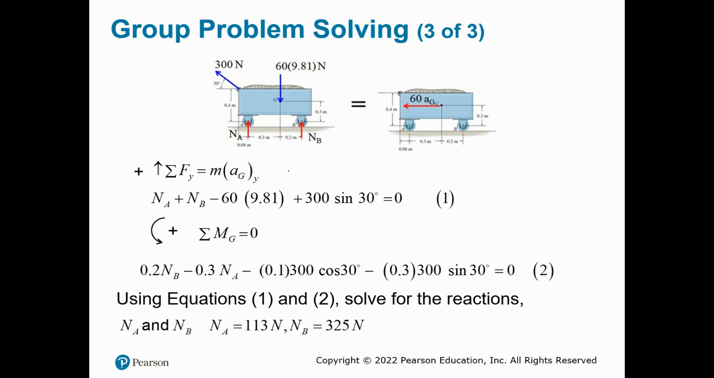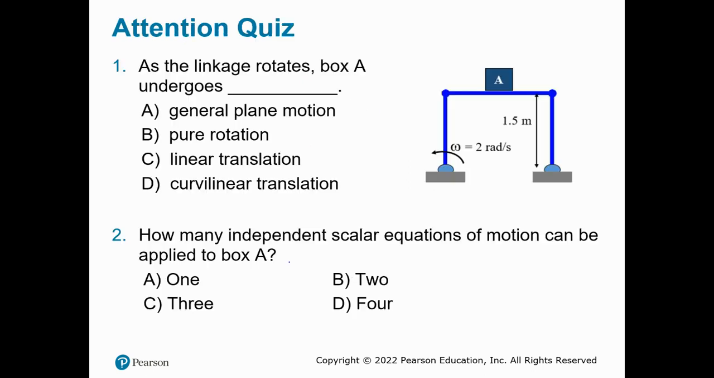Notice that in the vertical direction, this cart is only moving horizontally, any movement is in the horizontal direction. That's why your m a_y is 0. There's no movement in the vertical direction. And we're doing a summation of moments about G equal to 0. Overall, be careful with the moment arm, and whether it is clockwise or counterclockwise, making it negative or positive. And then with the normal forces, two equations and two unknowns, we can solve for NA and NB.